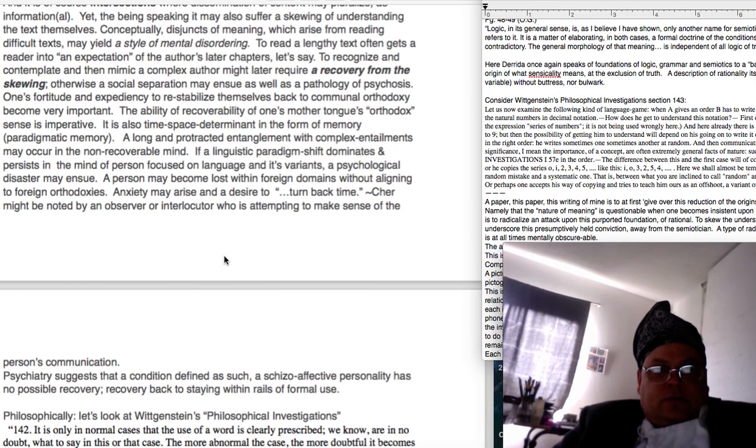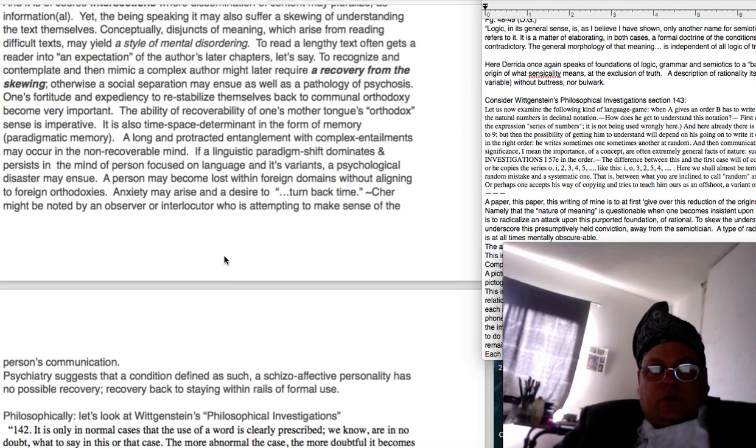One's fortitude and expediency to restabilize themselves back to communal orthodoxy become very important. The ability of recoverability of one's mother tongue's orthodox sense is imperative. It is also time-space determinant in the form of memory, paradigmatic memory. A long and protracted entanglement with complex entailments may occur in the non-recoverable mind.